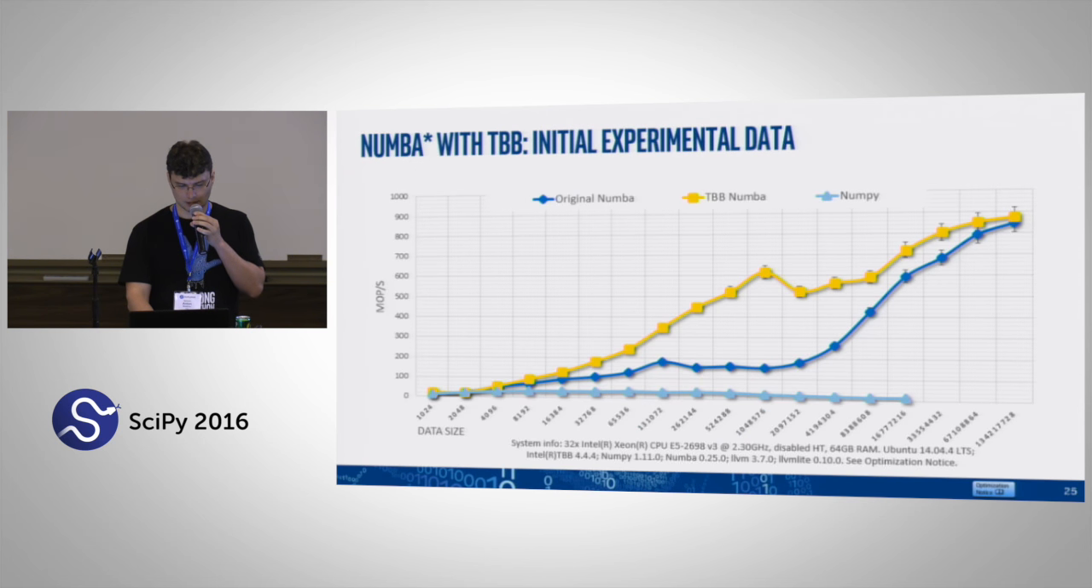So let's see. This is the original Numba implementation, and here are the problem sizes, starting from 1,000 and doubling. And using TBB, just without much of the optimizations which can be done with TBB, just a very straightforward implementation already resulted in this performance boost here. And for comparison, this is NumPy, even accelerated with MKL. So thanks to loop fusion, Numba behaves better.